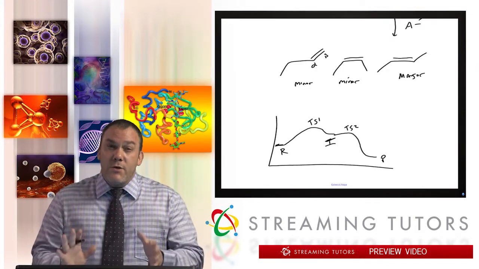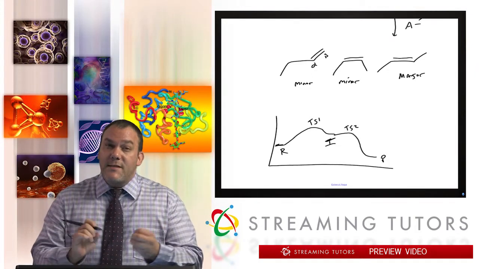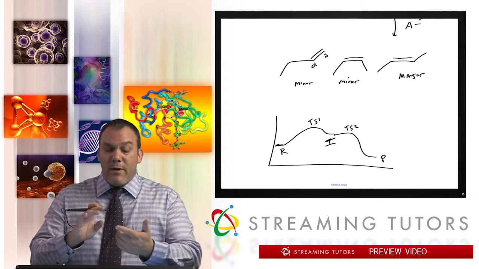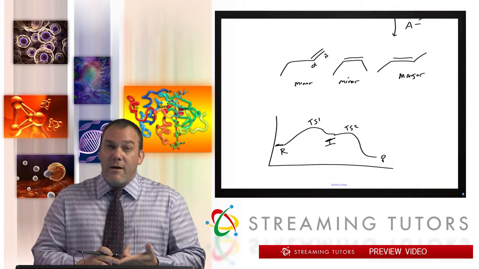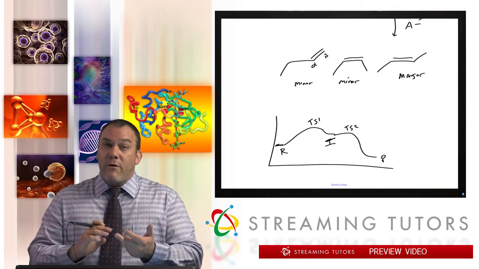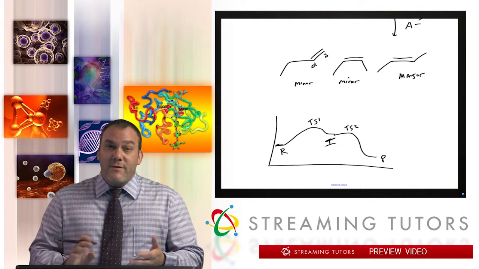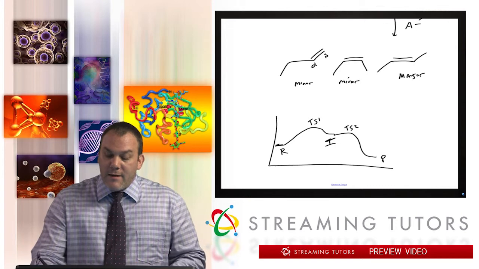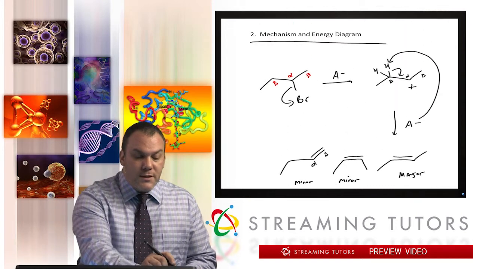With E2, because everything happened at the same time, we had so many things to be concerned with. We had to worry about periplanar, the anti-periplanar. We had to worry about the strength of the base. We had to worry about all these different factors, the solution. In this case, not much to worry about at all, okay? And you'll see that right now. So let's go through the details.